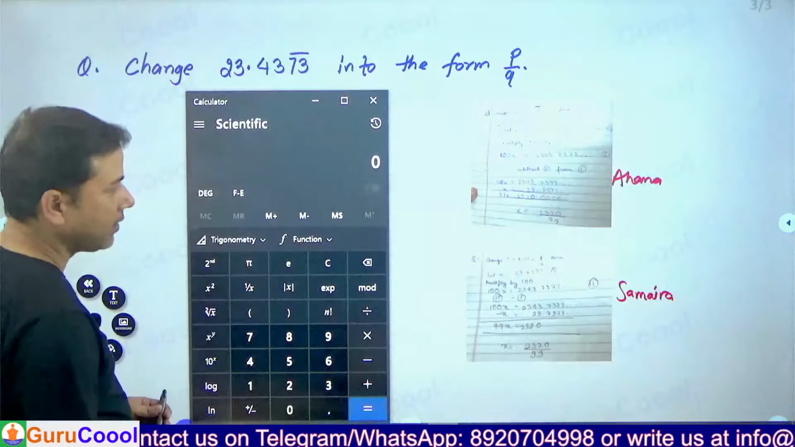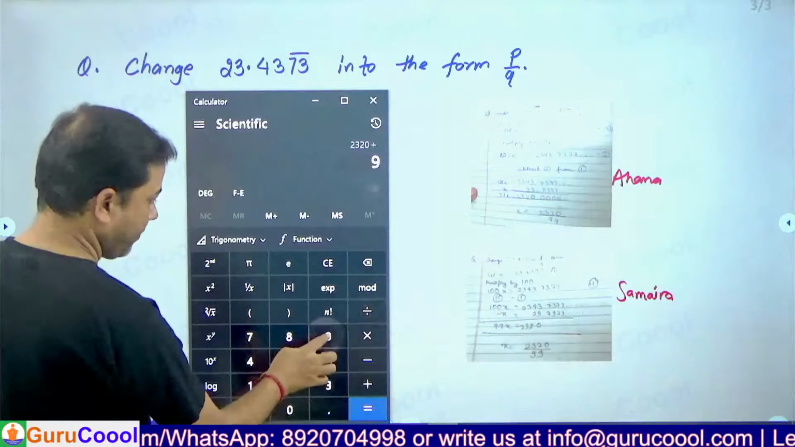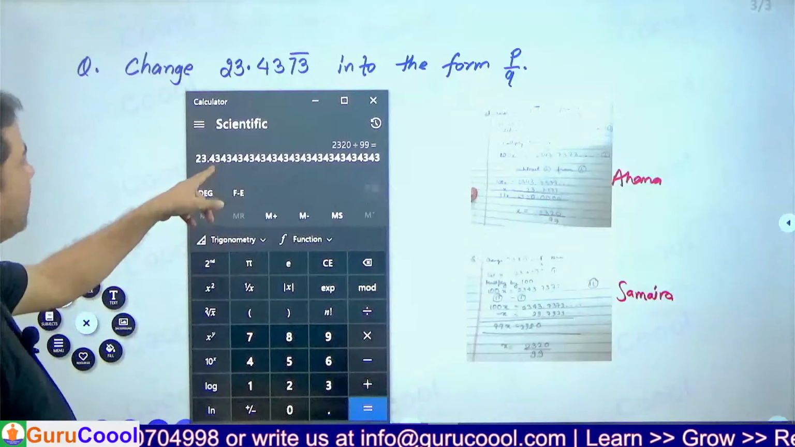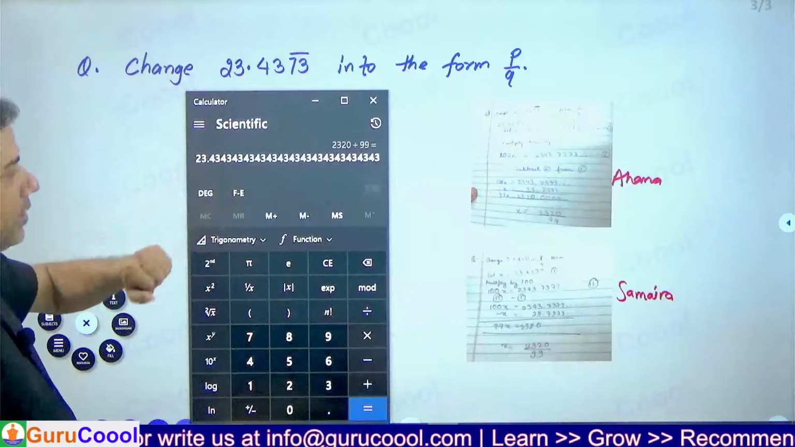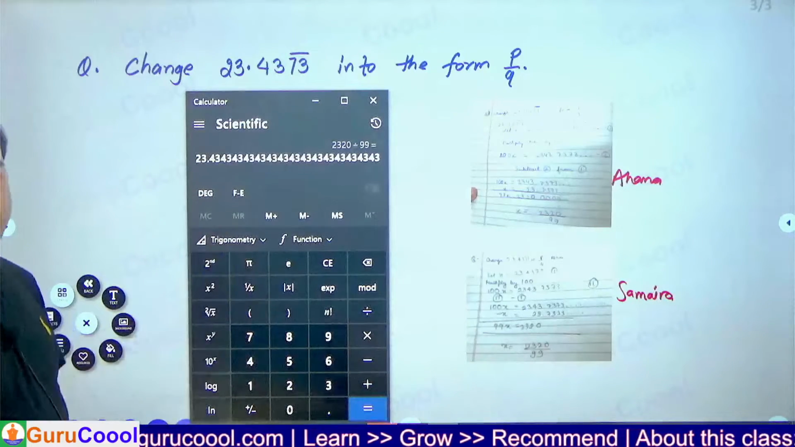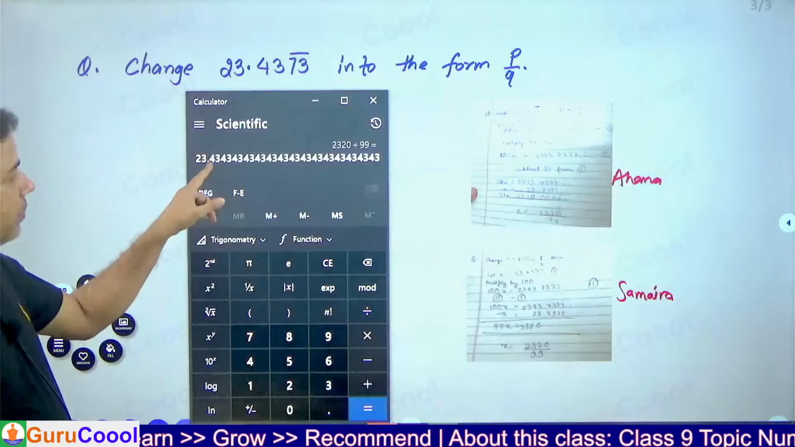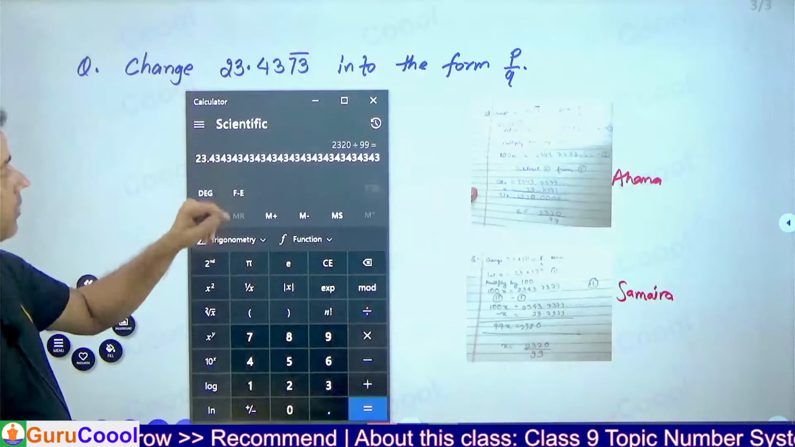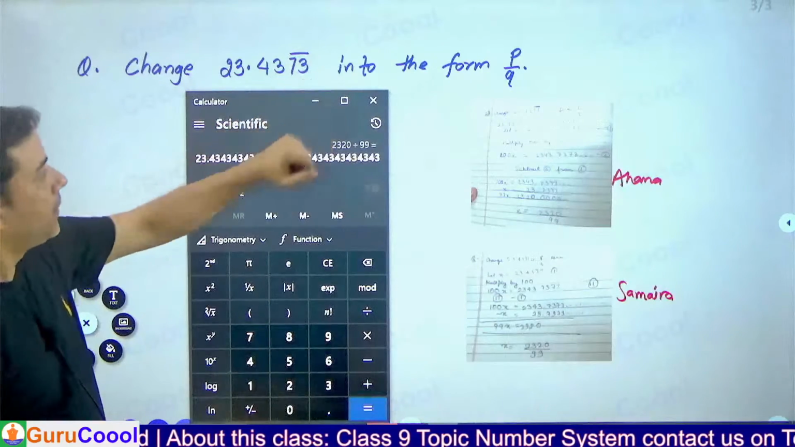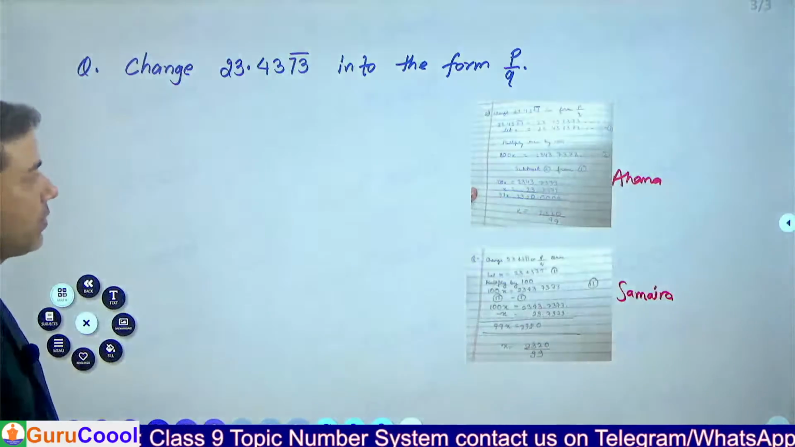2320 by 99. That gives 23.434343. It's coming different again. See the result? It's 23.43434343, but the number was 23.437373. 73 should have been repeated. Yes, sir, something went wrong again.